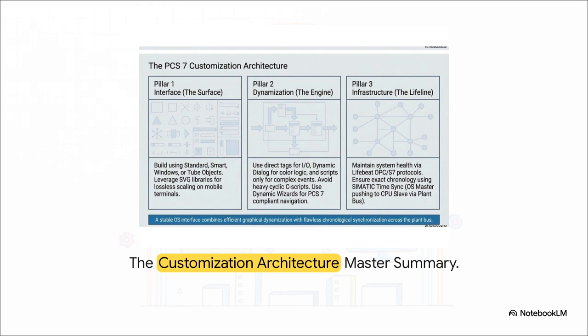A truly stable OS interface is never just a pretty picture. It is the careful, calculated combination of highly efficient graphical dynamization on the front end, fully backed up by flawless, high-precision chronological synchronization across the plant bus on the back end. You literally need all 3 pillars: the interface, the dynamization, and the infrastructure working together in perfect harmony.